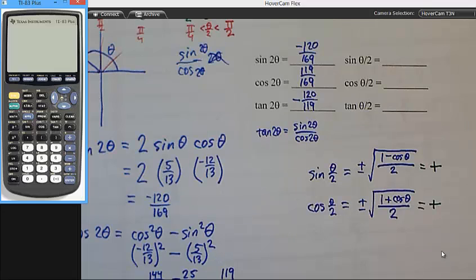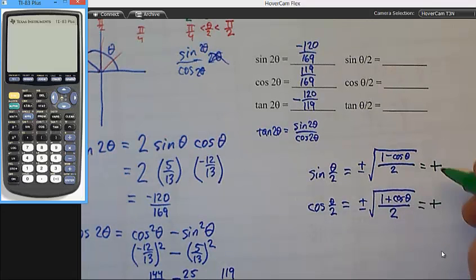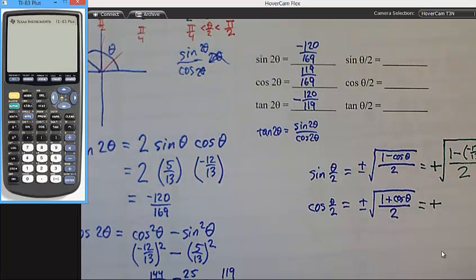All right. So we have plus the square root of 1 minus, what are we going to put here, guys? Negative 12 thirteenths. Negative 12 thirteenths in there, over 2. Whereas this one is going to be 1 plus negative 12 thirteenths over 2.